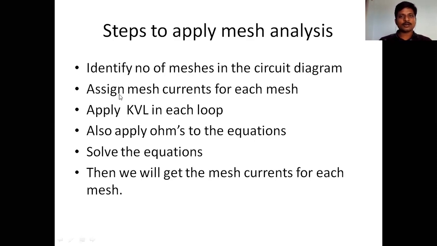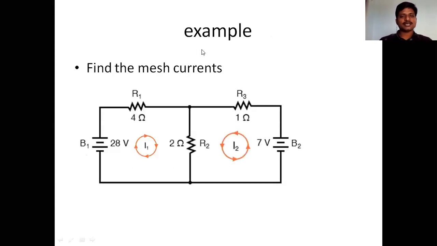So that is the process of applying mesh analysis for a circuit. For example, if I take this example as a problem, first I need to identify the number of meshes. As I already told you, you have 2 meshes in this problem. So 2 meshes means 2 currents are assigned. Here you can say I1 and I2. So I1 is a current and I2 is a current that are assigned for each mesh.